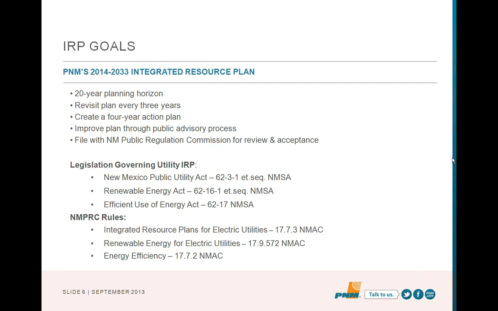So that combination of two things, we're going to have a 4-year action plan and we're going to redo it every 3 years, is a pretty powerful dynamic in the IRP. And it's something that I put the most weight on when we're deciding what our recommendations will be. And then again, the goal of what we're doing here today is to improve our planning through a public advisory process. So, I like to say that all comments are welcome.